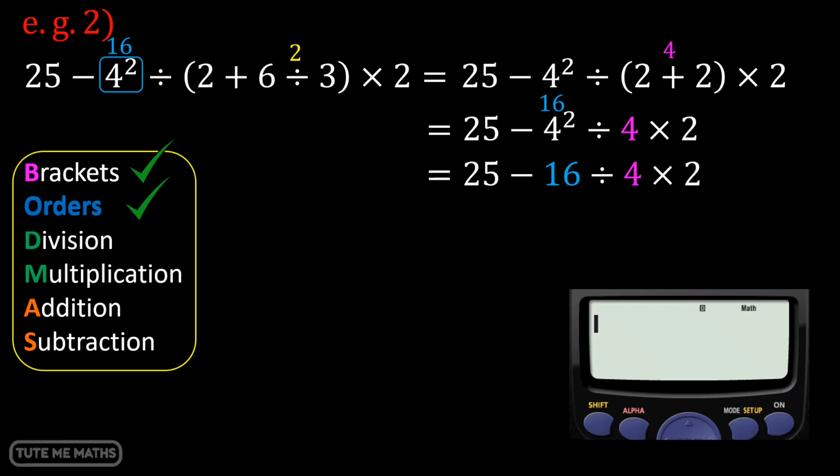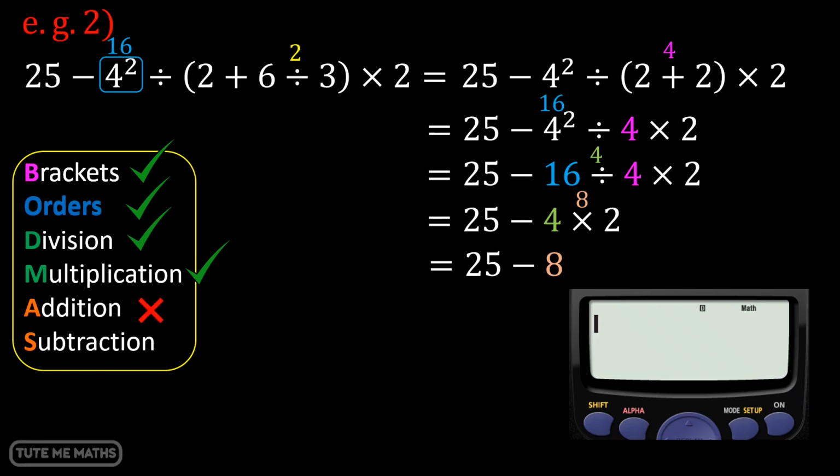Now we have completed the most difficult steps, so we simply need to go through and do any divisions and multiplications in the order that they appear. 16 divided by 4 becomes just 4. Now we can do the 4 times 2, which is 8. This leads to our very last step, 25 take away 8. Our final answer is 17 as verified on this calculator.